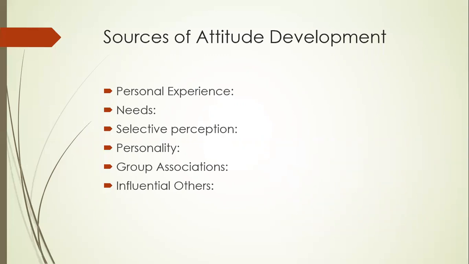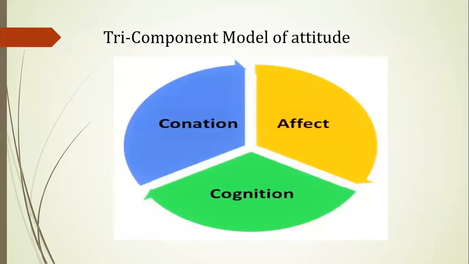For example, if you like some teacher or professor or actor or a political person, or someone is very highly respected in family relations, we learn some attitude from them also. So these were the sources. Now let's understand the tri-component model of attitude.